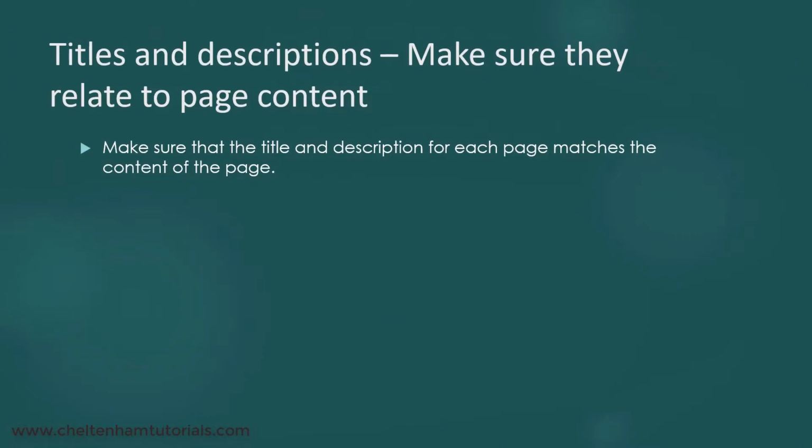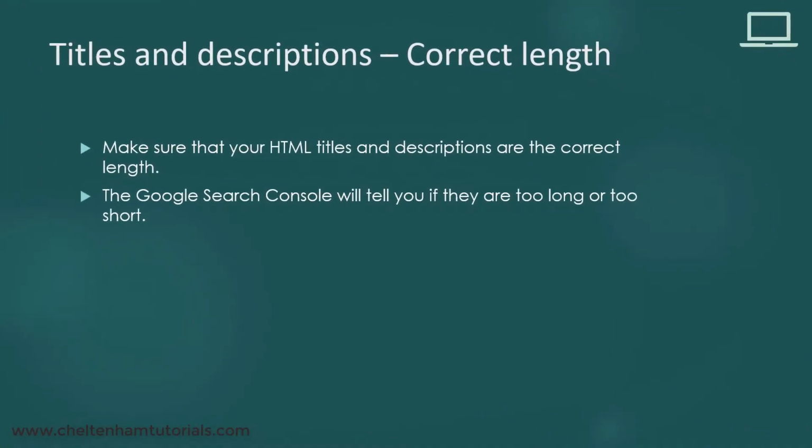So this is particularly important. Google really likes you to have the titles and descriptions specific to the content of every single page. They should also be the correct length, not too short, not too long. And again, you can use the Google Search Console, so if there's any title descriptions that Google's not happy with, you can get a message via the Google Search Console.